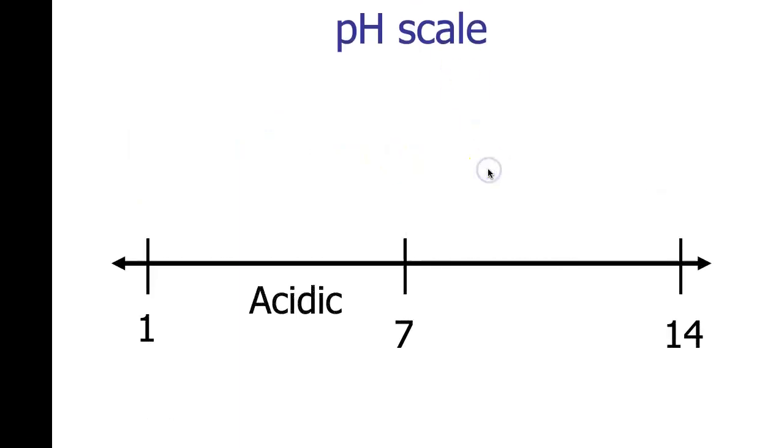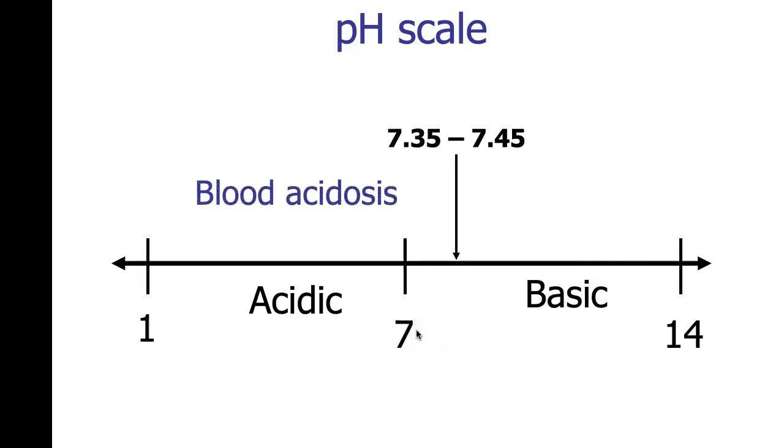Okay, so let's talk about the pH scale first. It goes from 1 to 14, and anything between 1 and 7 is considered acidic. Anything from 7 to 14 is considered basic, okay? And that 7 is neutral. Our blood has a set point of 7.35 to 7.45, so slightly basic. 7 is true neutral; 7.35 to 7.45 for our blood is slightly basic. Anything below 7.35 is considered blood acidosis. Anything above 7.45 is considered blood alkalosis.